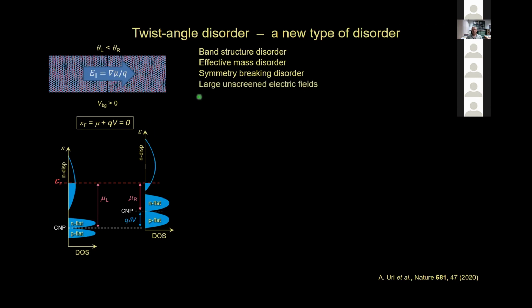So this means that twist angle disorder will cause large unscreened electric fields, and moreover, these electric fields will be gate tunable. As I mentioned, if we're at charge neutrality, there will be no electric fields, and they will grow as we apply back gate voltage.